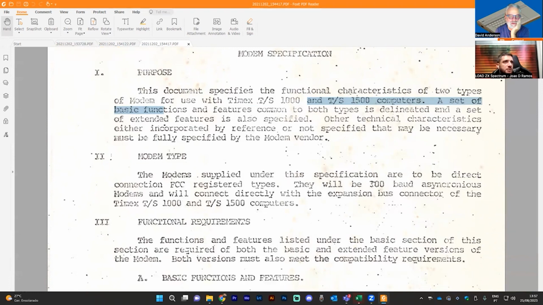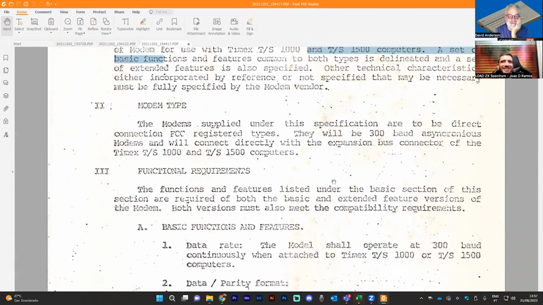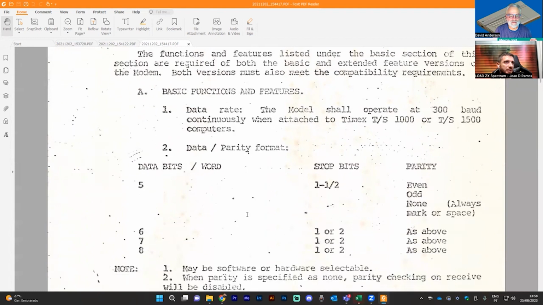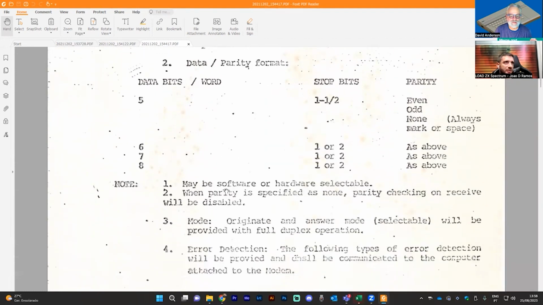Modem type. The modem supply notice specification are to be direct connection FCC registered types. It will be 300 baud asynchronous. Oh my gosh, I remember 300 baud. It was certainly faster than 110, and 1200 seemed incredibly fast at the time. But it's really, really slow. Basic functions and features, data rate, modem shall operate 300 baud. Parity, specifications for the serial communication.